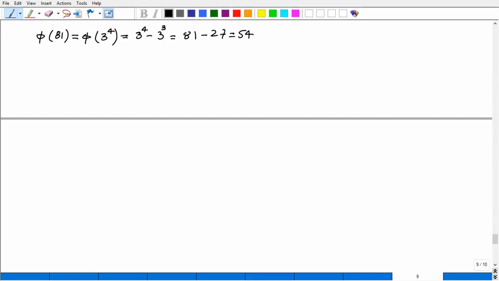Or you can use this formula, 3 to the power 4 times 1 minus 1 upon 3. So this is 3 cube times 2, which is 54 again.